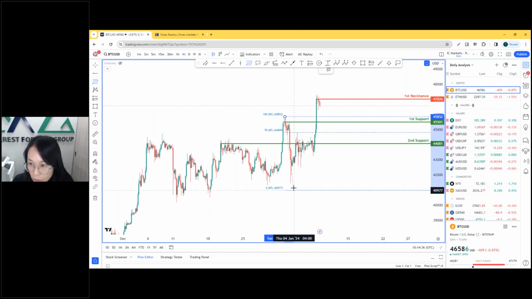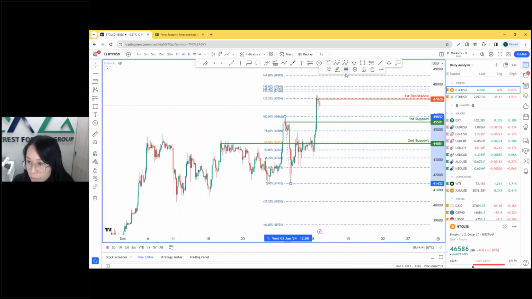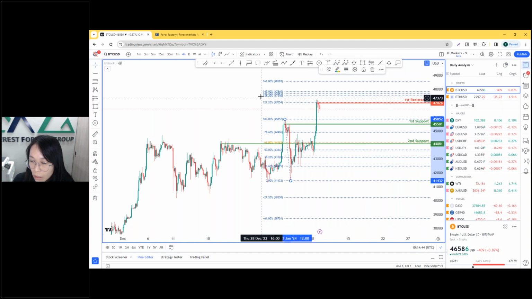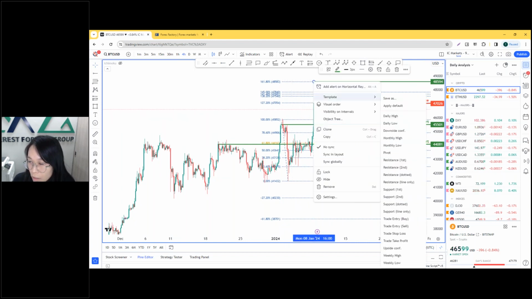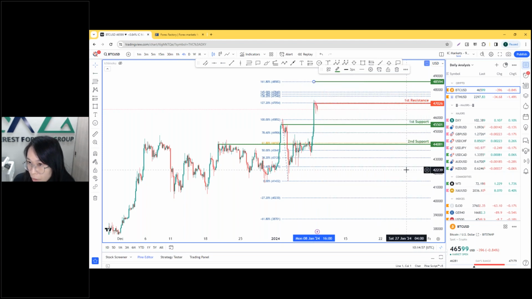See if I can find any extension. Okay, nice. There's a 127 extension. That's aligning with the first resistance, and I will also use the 161 extension for the second resistance, in lack of a better resistance level, so I'll be using this.